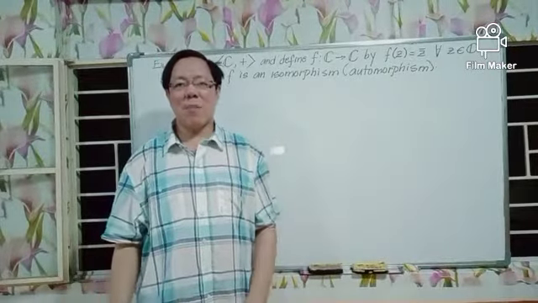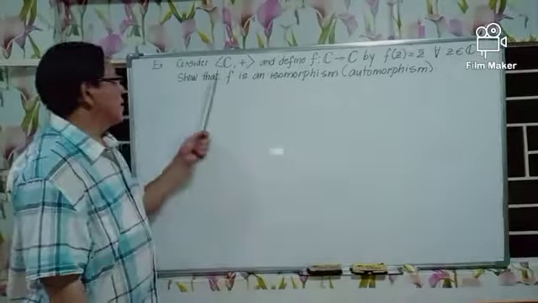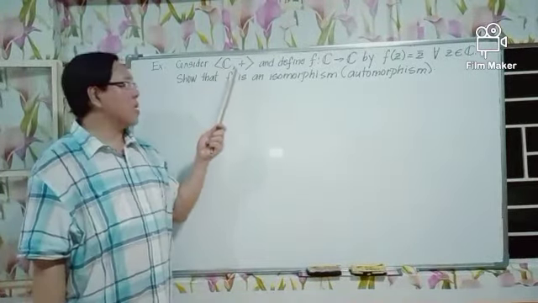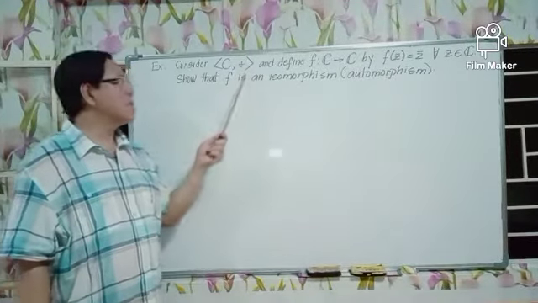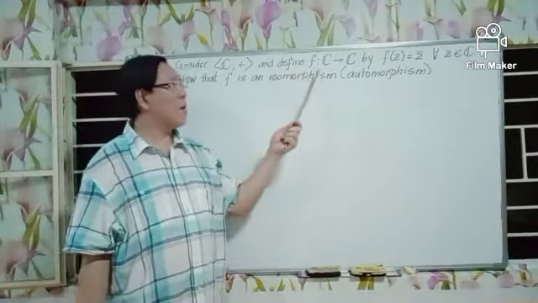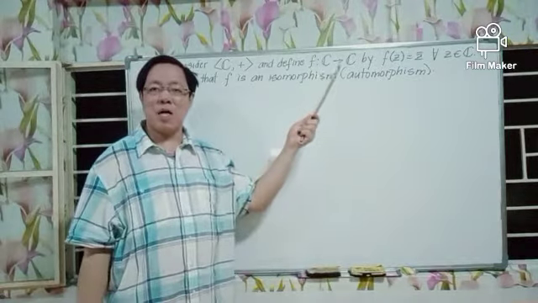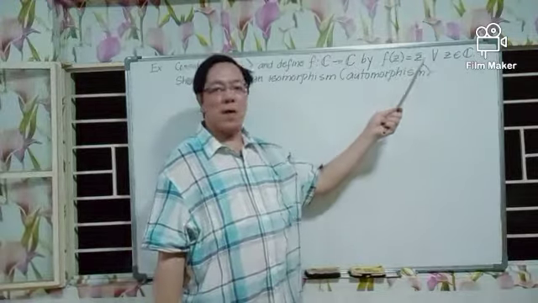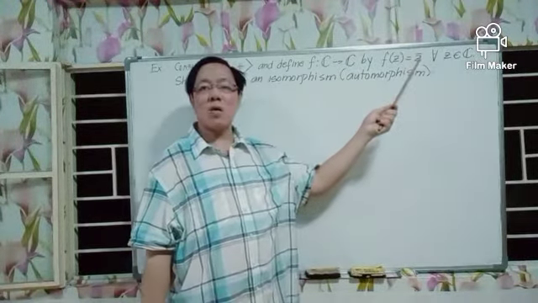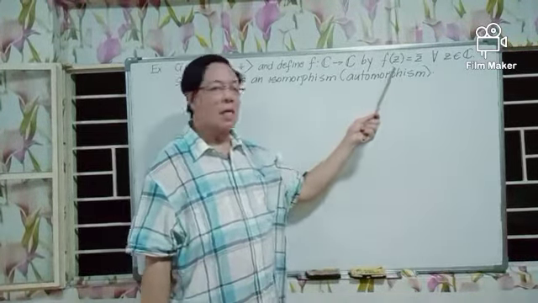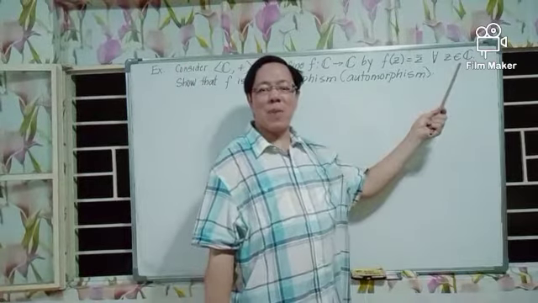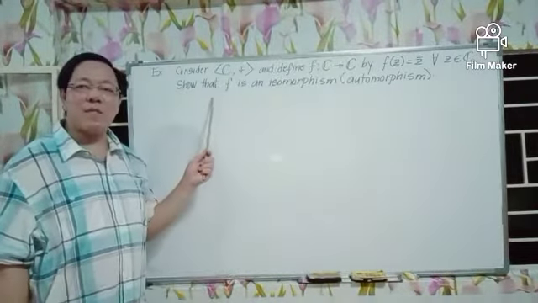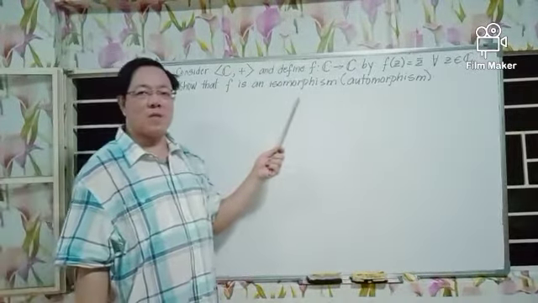For our second example, consider the group consisting of the set of complex numbers under the binary operation addition of complex numbers. And we define the function f from the set of complex numbers to itself by f of z is equal to z bar, where z bar here is the conjugate of the complex number z, an element of the set of complex numbers C. And we want to show that the function f is an isomorphism.